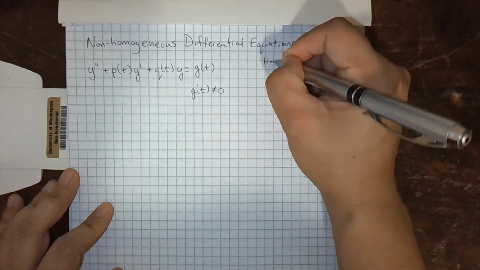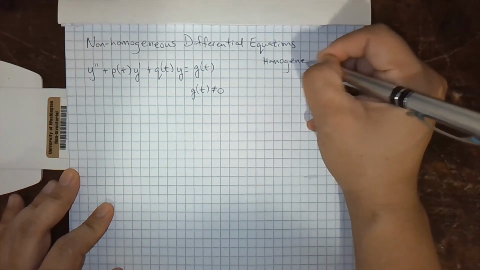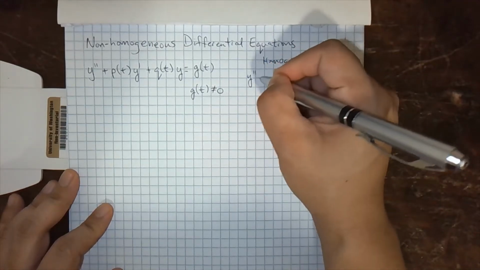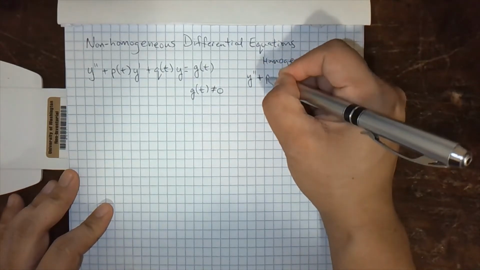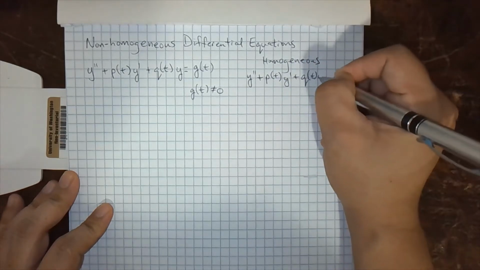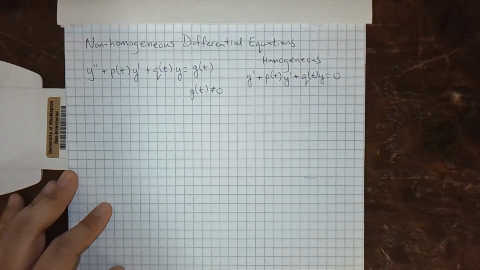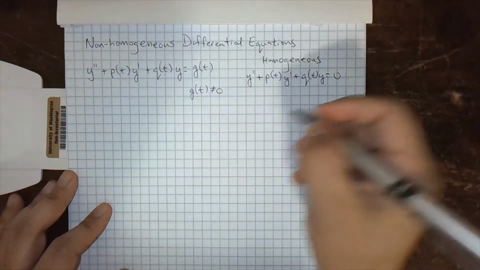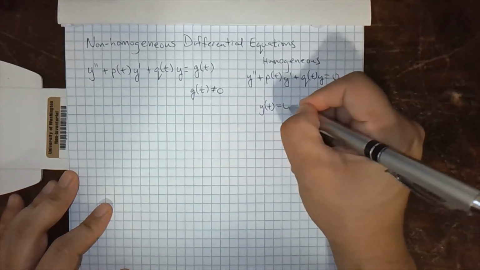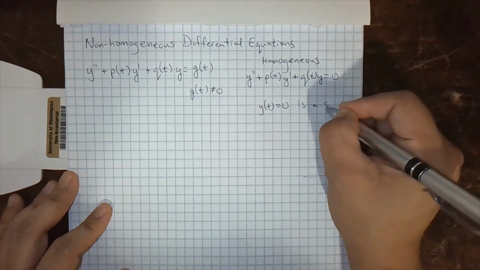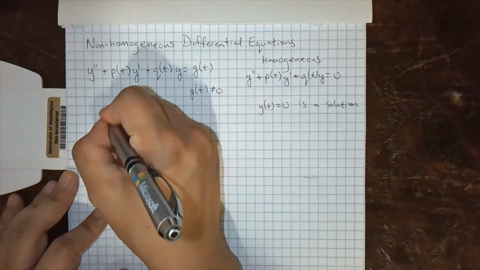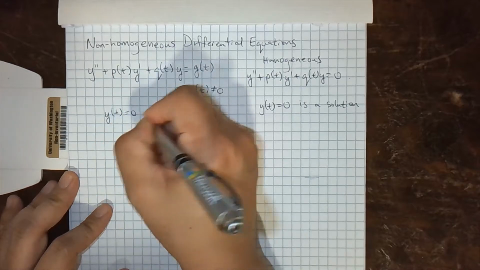This is as opposed to the homogeneous version of the same differential equation, which would be y double prime plus p of t y prime plus q of t y equals 0. And remember a couple other features over here. y equals 0 is a solution. The zero function is always going to be a solution to a homogeneous differential equation. Over here, y of t equals 0 is not.